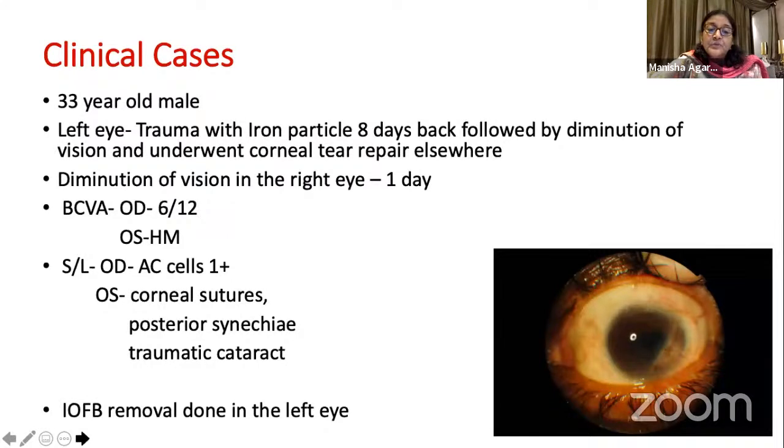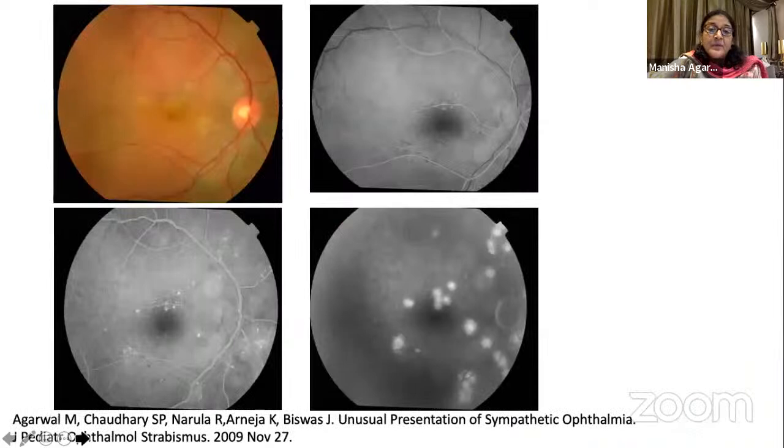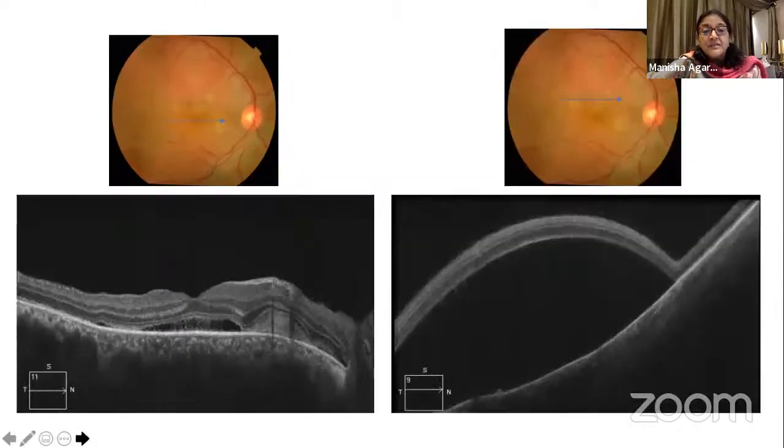An IOFB removal was done in the left eye. And when we went ahead and did the fundus fluorescein angiography, we found these pinpoint leaks in the posterior pole of the right eye, which was very much suggestive of sympathetic ophthalmia. And this is how the OCT looked, where we had a huge pocket of subretinal fluid.